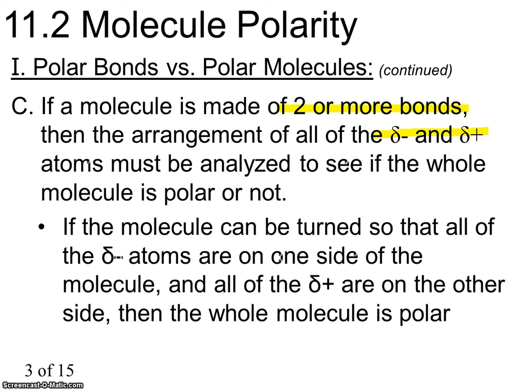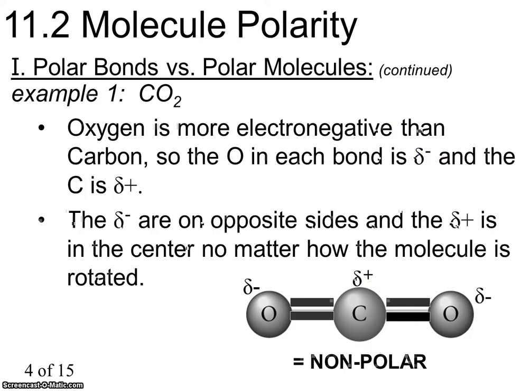If the molecule can be turned so that all of the relatively negative atoms are on one side and all of the relatively positive atoms are on the other, then the whole molecule is polar. And again, polar means there's a north pole and a south pole like the Earth, or there's a positive pole and a negative pole like in a magnetic field.